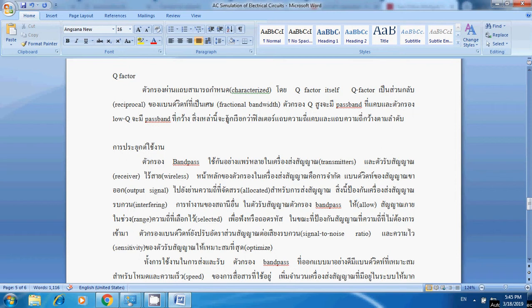This will be called the narrow band, the narrow frequency band, and the wide frequency band, respectively.